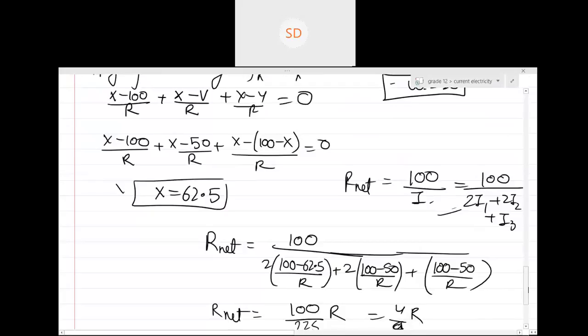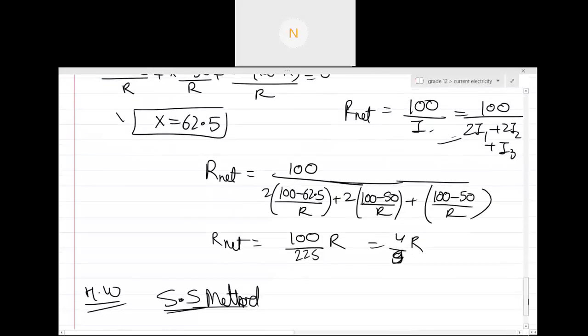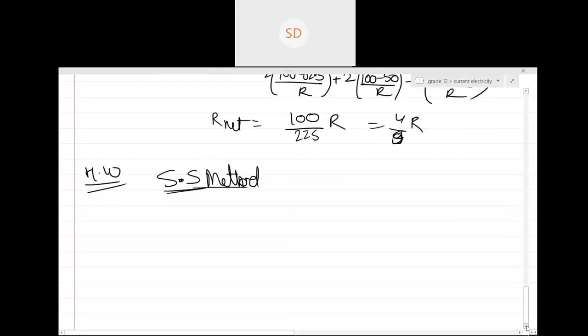Shall I solve it for you guys? Is it fine? Got the same answer, 4R by 9. Did everyone get it? Guys, did you get 4R by 9? Okay, fine. You can draw it using SS also.